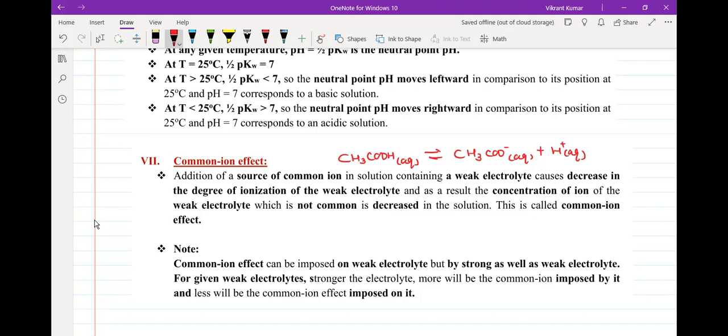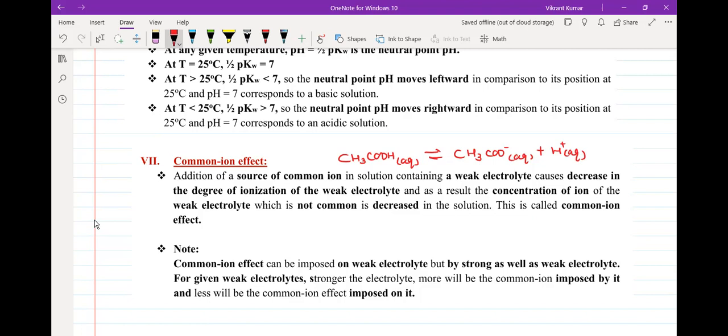So that's why it will have backward shift, and through backward shift CH3COOH जितना आयनाइज होना चाहिए था उतना आयनाइज नहीं रहेगा, है ना? Because we have got backward shift, so degree of ionization of CH3COOH will decrease, and as a result the ion which is not common, which is CH3COO minus in this case, will have less concentration in the solution, है ना? So that is called common ion effect.